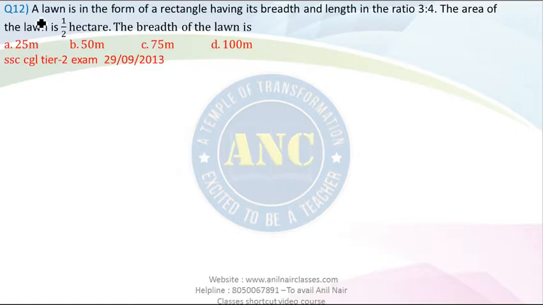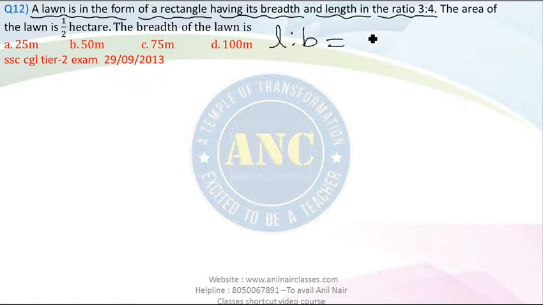Please see the next question. Original SSC CGL Tier 2 question in the year 2013. A lawn is in the form of a rectangle having its breadth and length in the ratio 3:4. That means length and breadth is in the ratio 4:3. Breadth and length is 3:4, so length and breadth should be 4:3. Simple. The area of the lawn is half hectare.